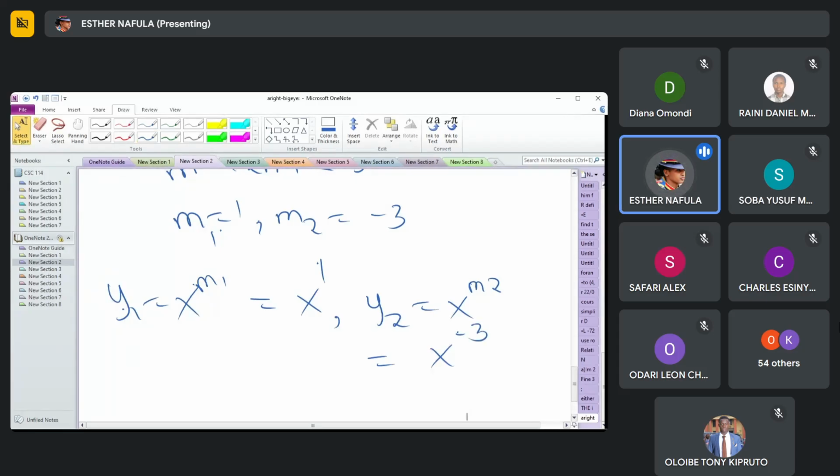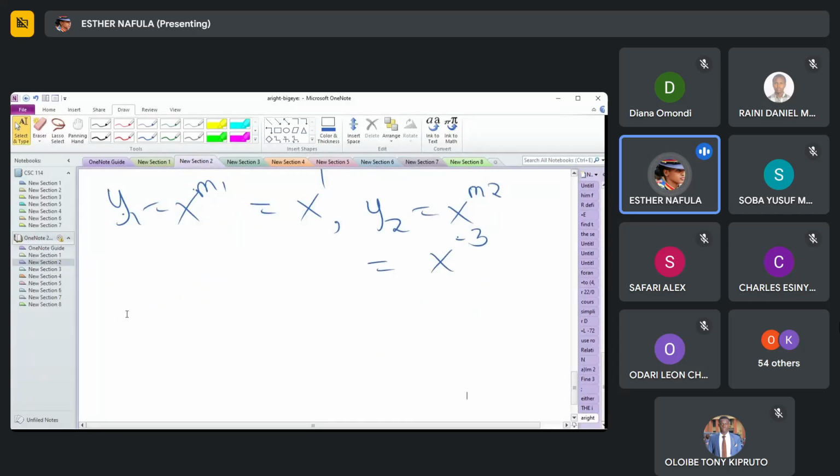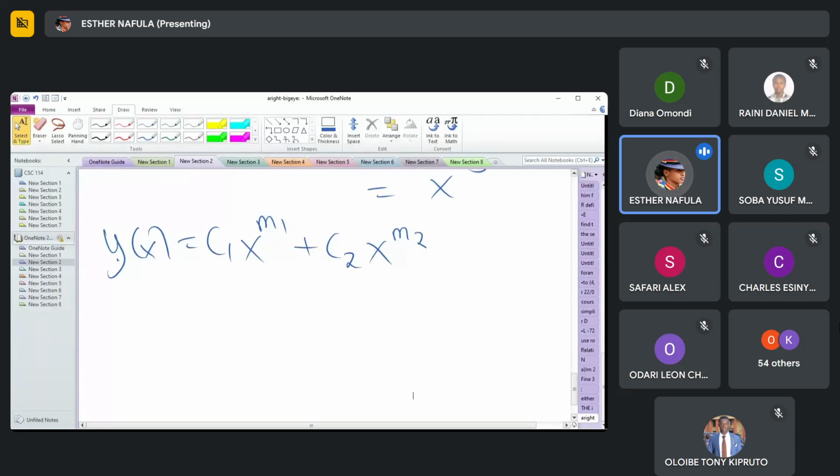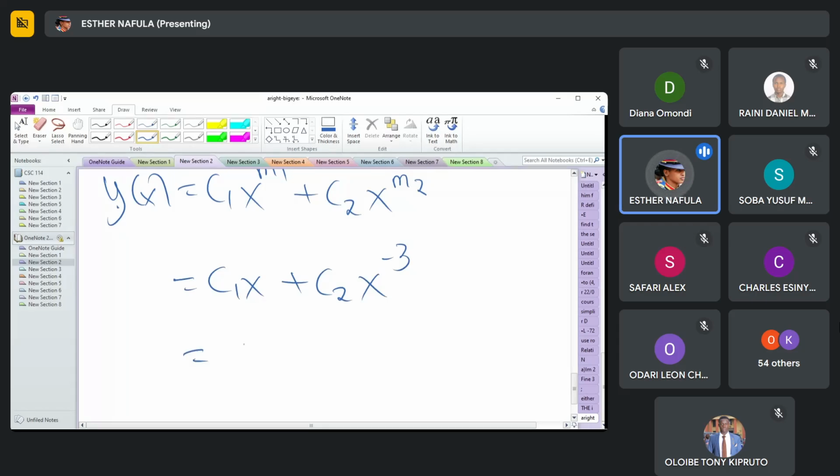To form the general solution, we use the principle of superposition. The general solution is c1 x to the m1 plus c2 x to the m2, or simply c1 y1 plus c2 y2. So this is going to be c1 x to the 1 plus c2 x raised to minus 3. This can be rewritten as c1 x plus c2 divided by x raised to power 3.